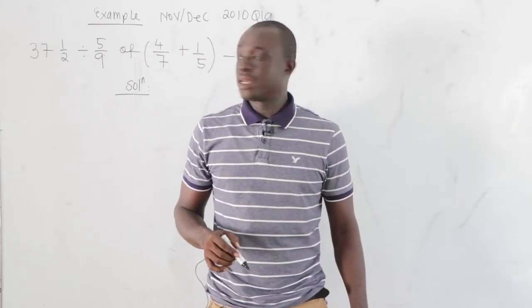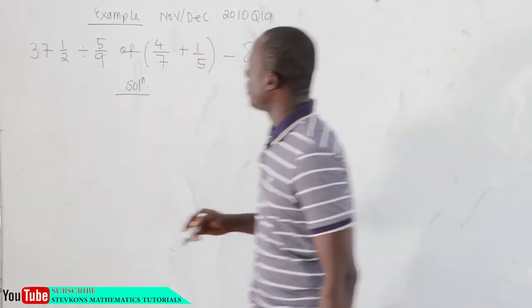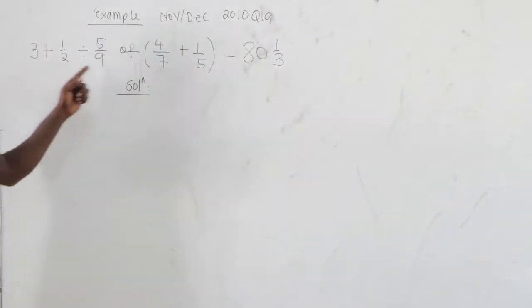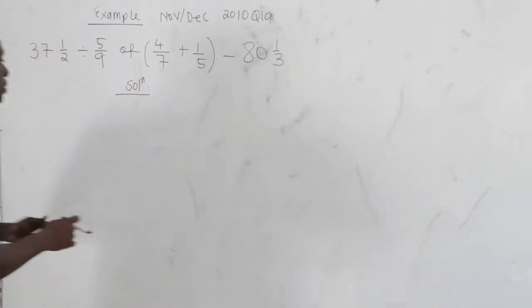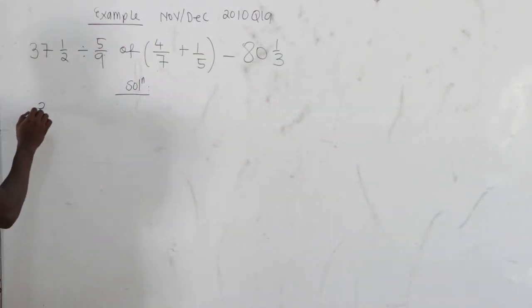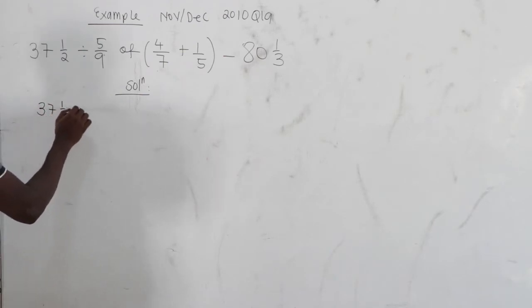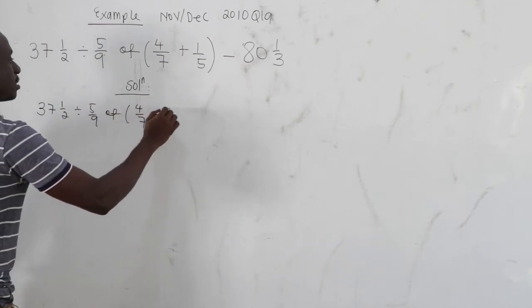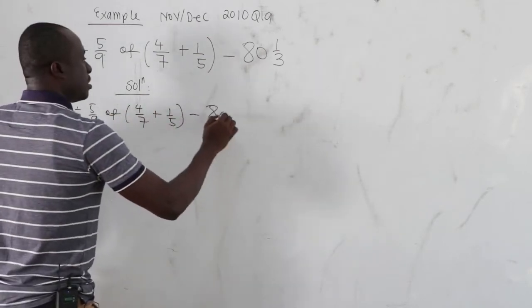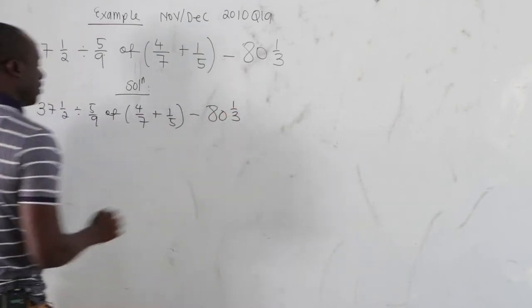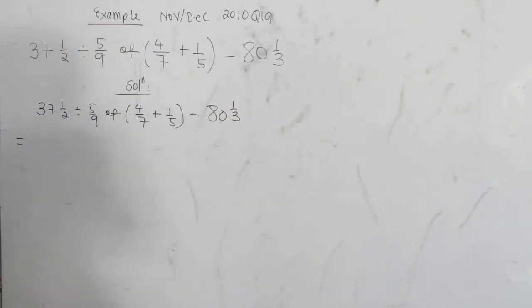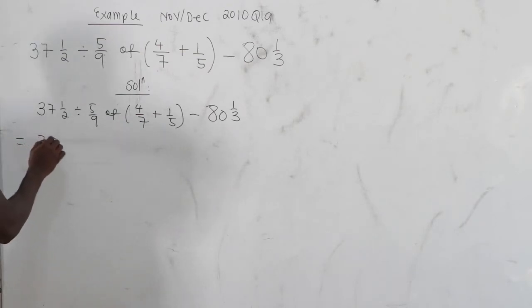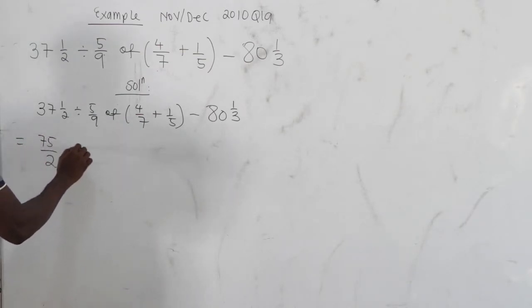Now let's consider this example. This is NOVDEC 2010, question number 1A. So first we have to change all the mixed fractions to improper fractions. So let's write the question down. 37 1 over 2 divided by 5 over 9 of 4 over 7 plus 1 over 5 minus 80 whole number 1 over 3. Now first, change mixed fractions to improper fractions. 2 times 37, that is 74 plus 1, 75. So we have 75 all over 2 divided by 5 over 9.